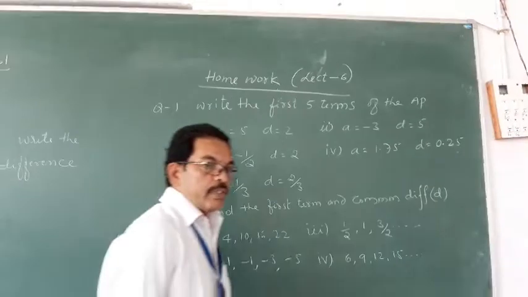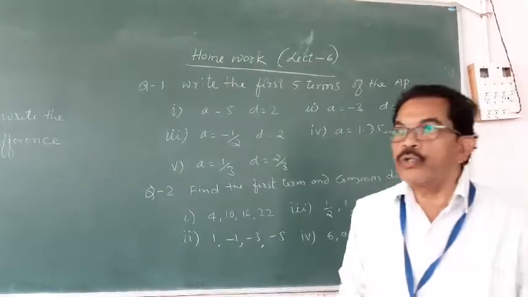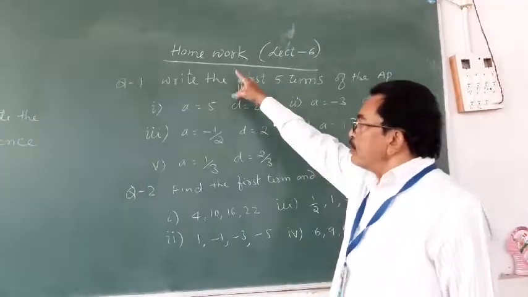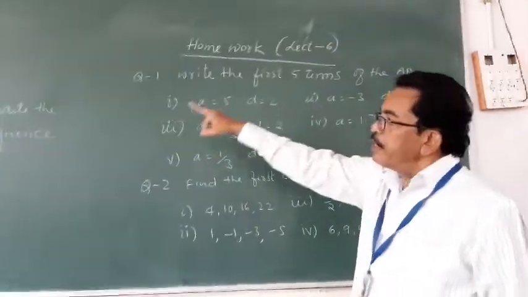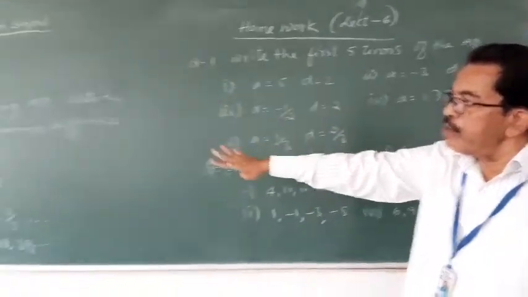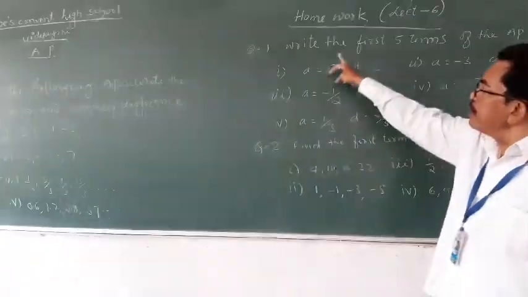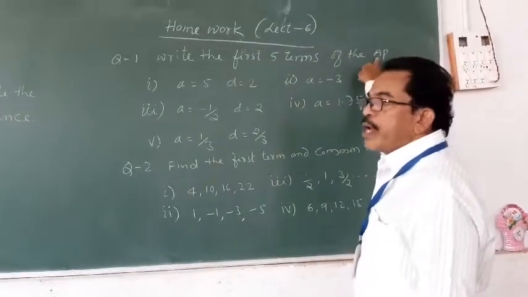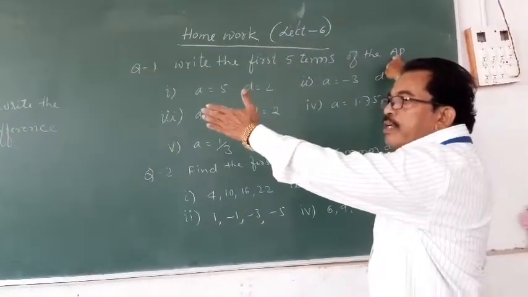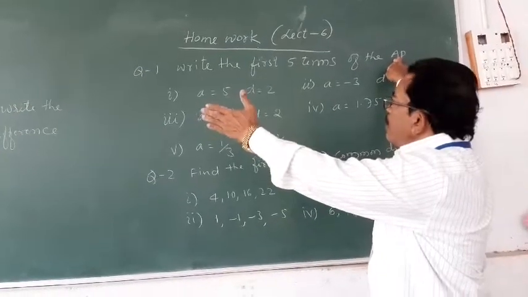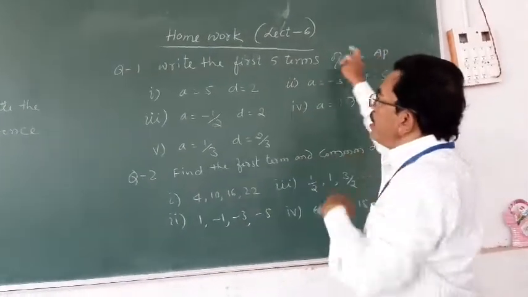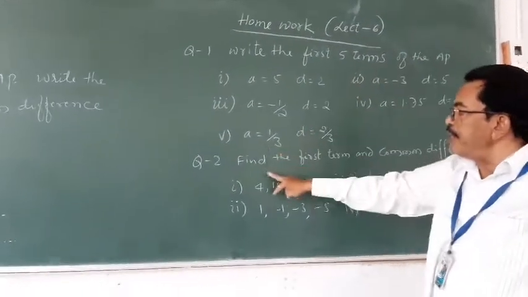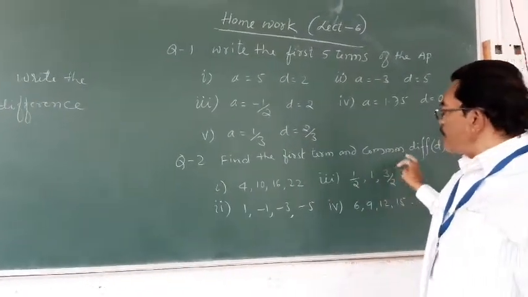Okay, my dear students, today we have solved two mains of the exercise 1.1. Today I am giving you homework related to the pattern I have solved in the two mains. The first main method, that is write the first 5 terms of the AP. I have solved for the example like write the first 4 terms. Here I have given you the 5 terms you have to write. Then find the first term and the common difference.